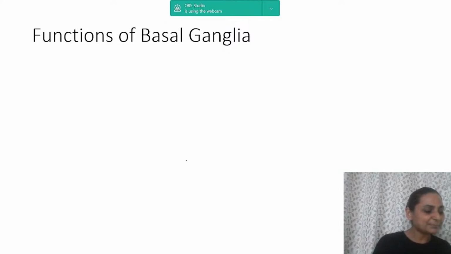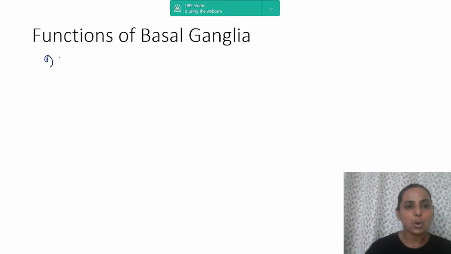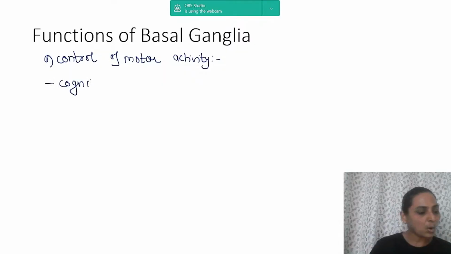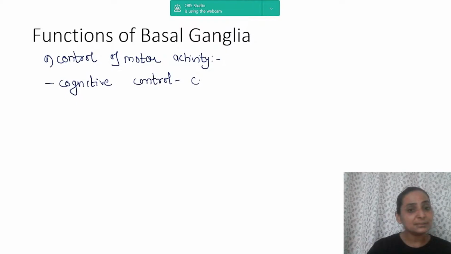When we speak about the functions of the basal ganglia, it plays a very, very important role in the control of motor activity. It is also important in cognitive control via the caudate loop.